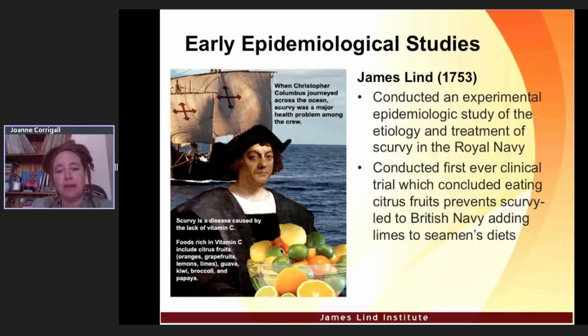He worked at the Royal Navy, and through his observations he started to understand that in fact citrus fruits were really what made the difference between developing scurvy or not. Obviously that relates to vitamin C. From his studies, new policies were put in place at the British Navy that said it was a requirement to add limes to seamen's diets.